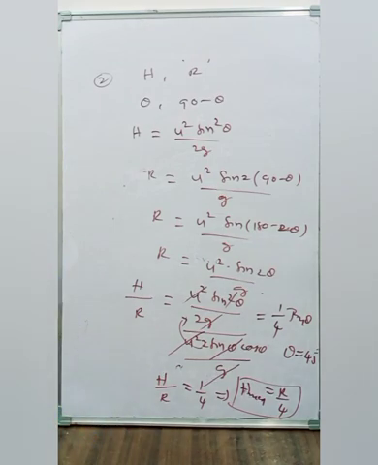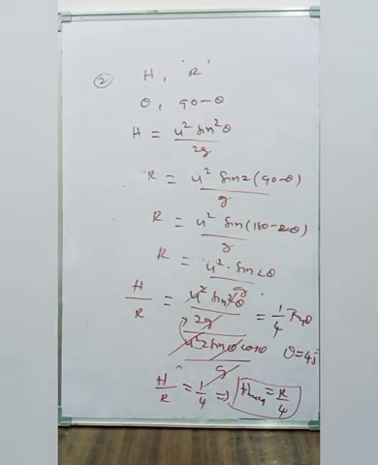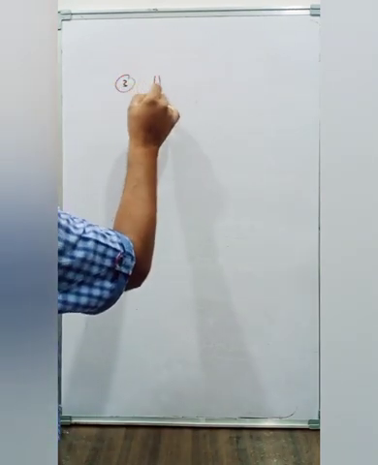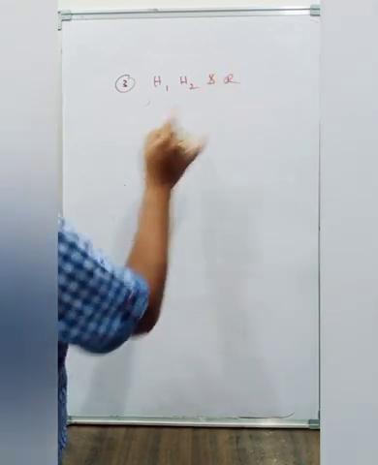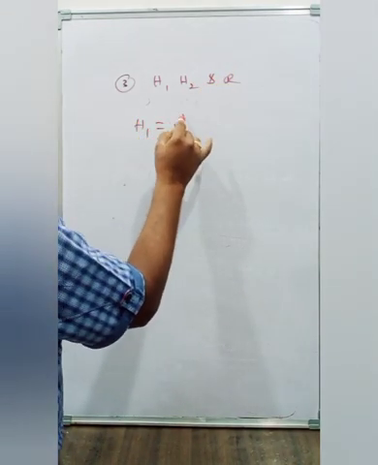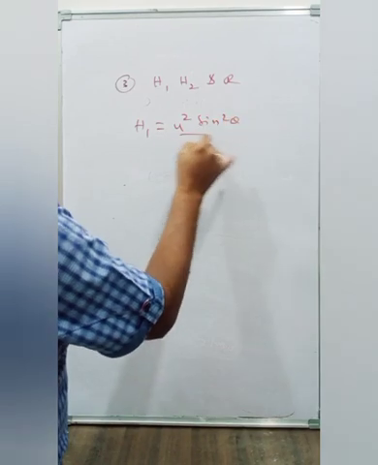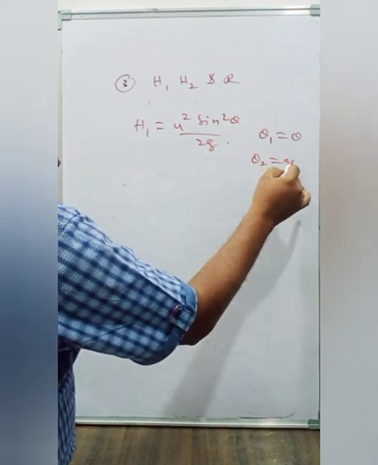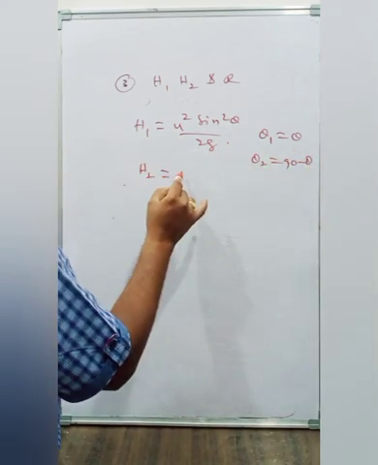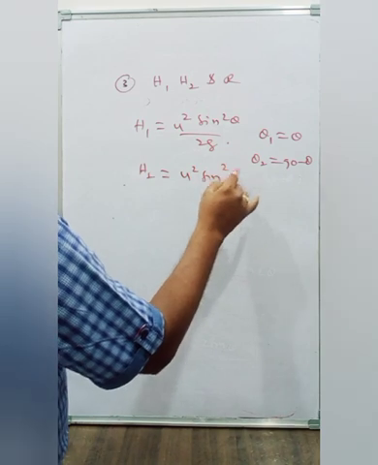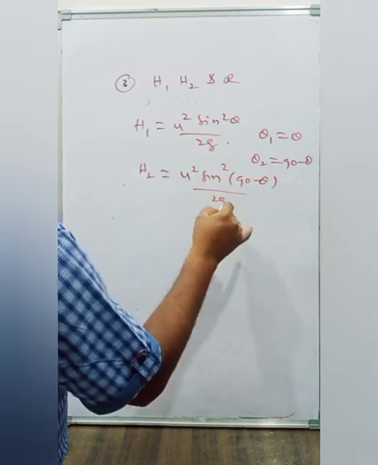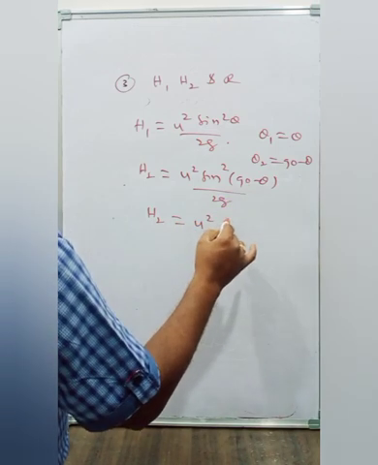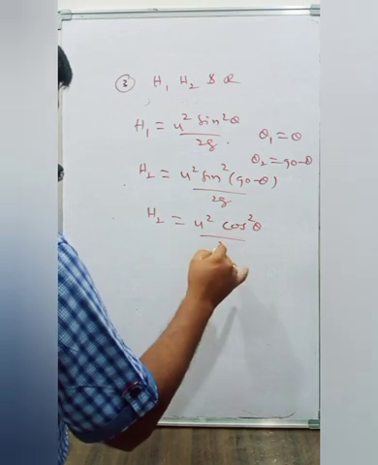Next I am giving the product of heights and range, between H1, H2 and R. For the complementary angles, H1 is equal to U square sin square theta by 2G, theta 1 is equal to theta, and theta 2 is equal to 90 minus theta. Therefore H2 is equal to U square sin square 90 minus theta by 2G. H2 is equal to U square cos square theta by 2G.